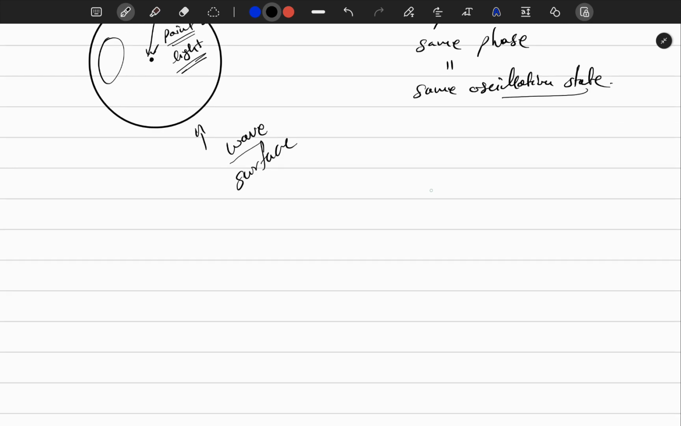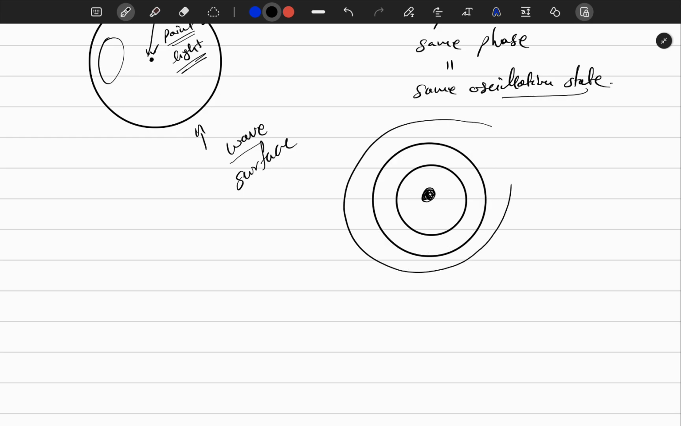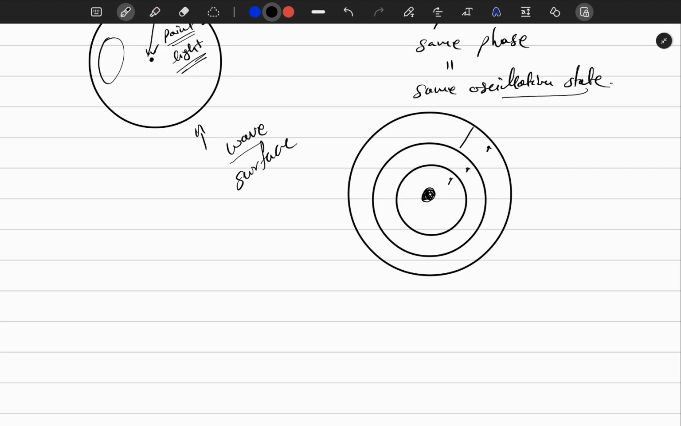If this is a point source, as an example of water waves, this is our first circular wave, this is the second circular wave, or second crest, we can say. This is the first crest, then the second crest, then the third crest. They are separated by one wavelength. These are the wave surfaces. If you don't know what a wavelength is, don't worry, we will discuss what a wavelength is.